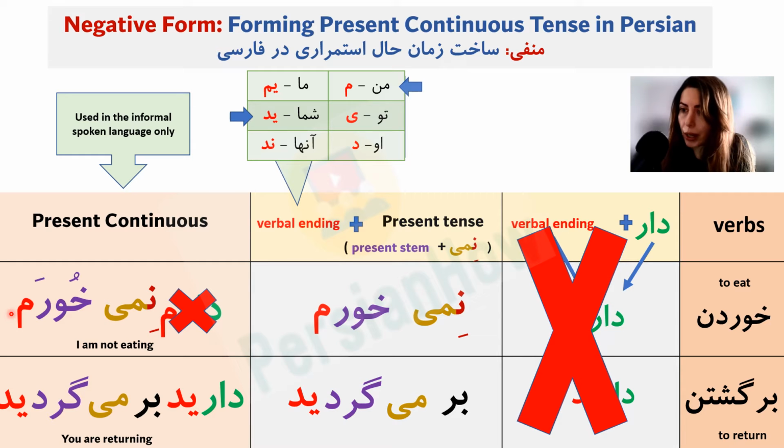So نمیخورم. And for the second one, برمیگردید. So mi becomes nemi. So if I want to say here the sentence is positive, it says you are returning, دارید برمیگردید. But now we want to say you are not returning. Then we don't need دارید, and then mi here becomes nemi. So بر نمیگردید.